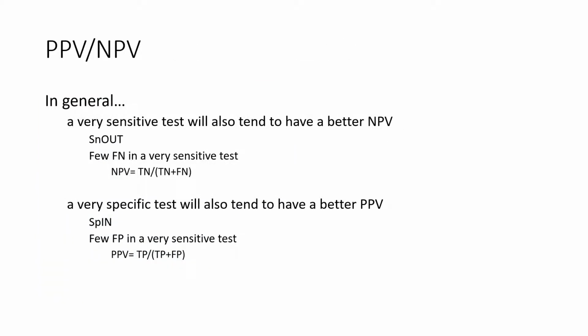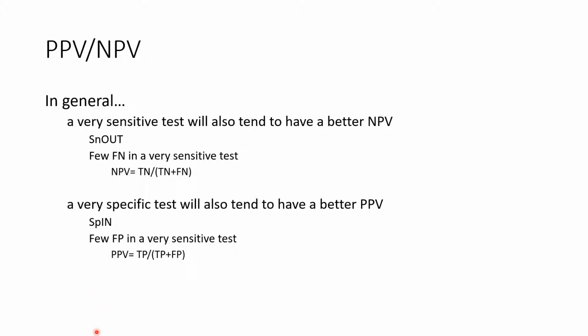So in general, a very sensitive test will also tend to have a better negative predictive value. Remember we said SnNout, so a very sensitive test tends to rule something out if negative. And we know that a very sensitive test has few false negatives. So looking at the equation of negative predictive value, if it's a very sensitive test, it has to have very few false negatives. This term is small. This gets close to 100%, and that's how your negative predictive value gets higher.